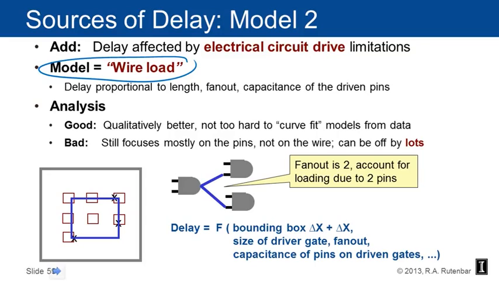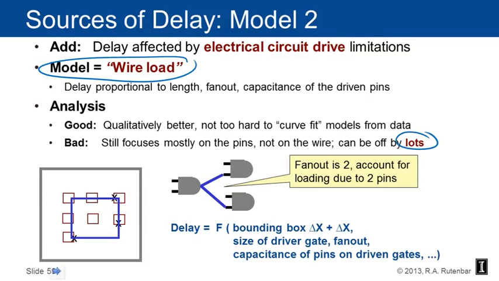It's a function of the bounding box, a function of the size of the driver gate, the fan out, some electrical characteristics of the pins, and so on. This is qualitatively better, and it's not that hard to curve fit some models for this data, but it still just focuses on the pins, really. And it's not really focusing on the wire per se, and it can still be really off by a lot.